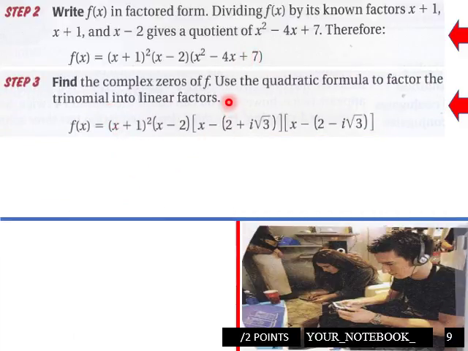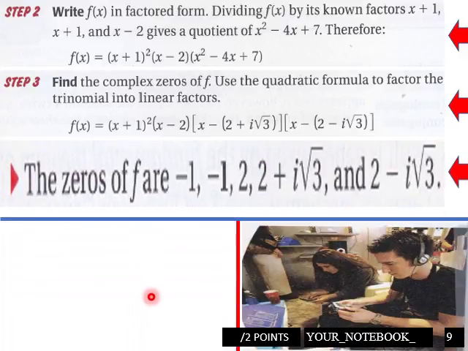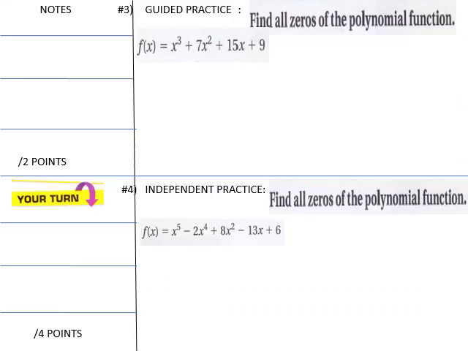Find the complex zeros of f. So this will have imaginary solutions, and they are here. The zeros of f are this array right here, which is a fairly extensive situation. I mean, you could find these by using the quadratic formula with these plug-ins.